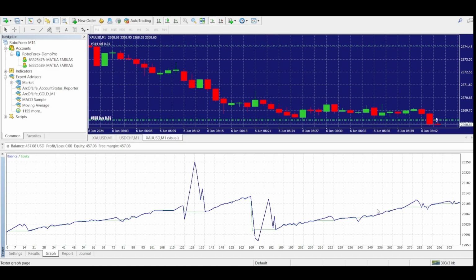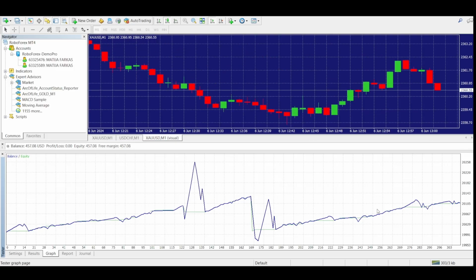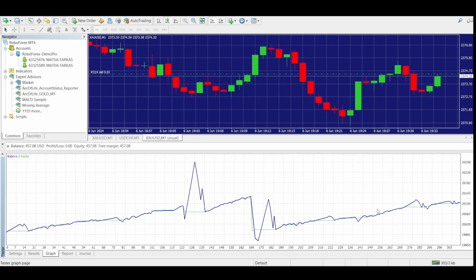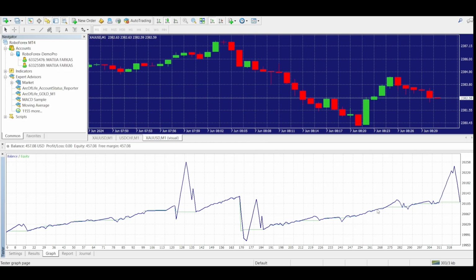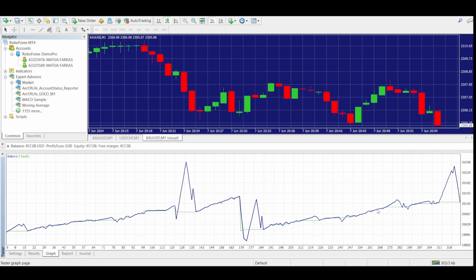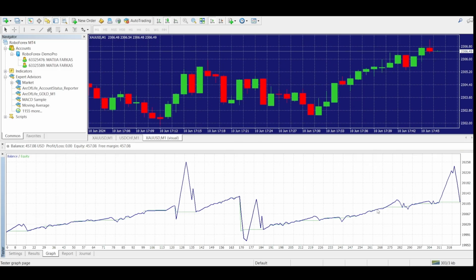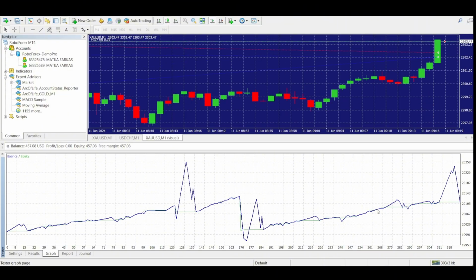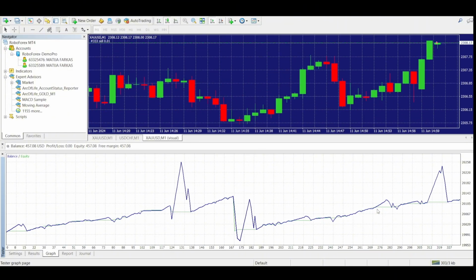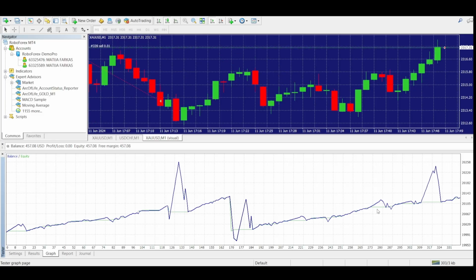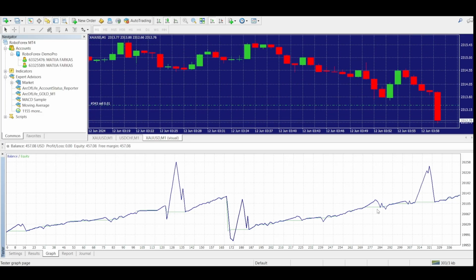A shallow drawdown with recovery is healthy. A deep drawdown without control is dangerous. And this is exactly why showing equity curves matters. You'll notice something important here. The equity line is not smooth. There are drops. There are recoveries. There are pauses. That's normal. What's not normal is pretending those things don't exist.